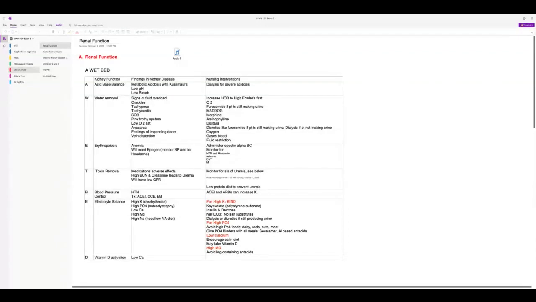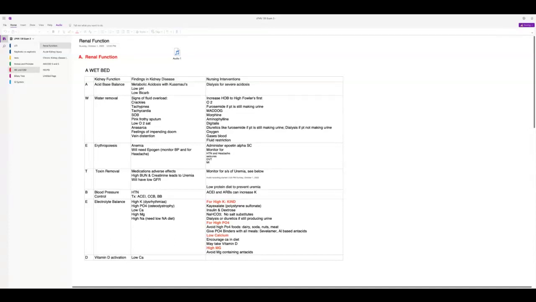E is for erythropoiesis. If the kidney is not working, it can't make erythropoietin, so they're going to get anemic and they're going to need to take Epogen. So monitor for BP and headache.